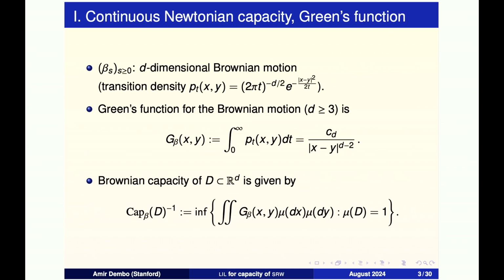Associated with the Green function, you always have a capacity, in this case a Brownian capacity of any set in R^d, and it is given by the inverse of the minimal energy. You look at all probability measures supported on your set and try to minimize this quadratic form where the kernel is your Green function. So you can see that you try to stay away from the diagonal, because the diagonal will contribute a lot. So that's the Newtonian capacity of the Brownian motion.